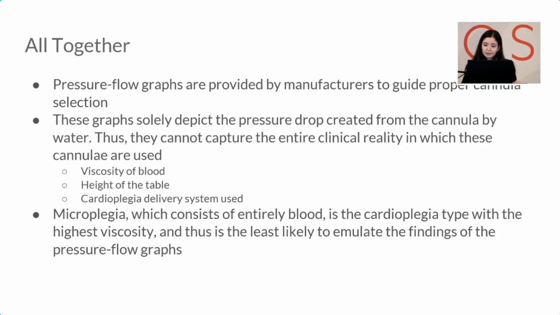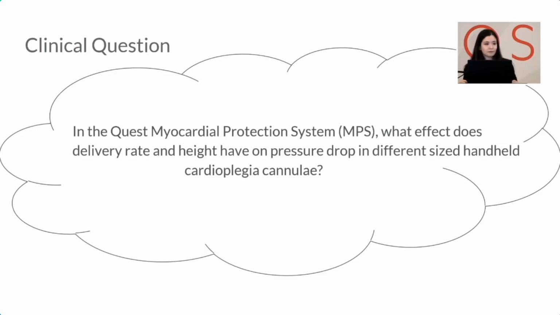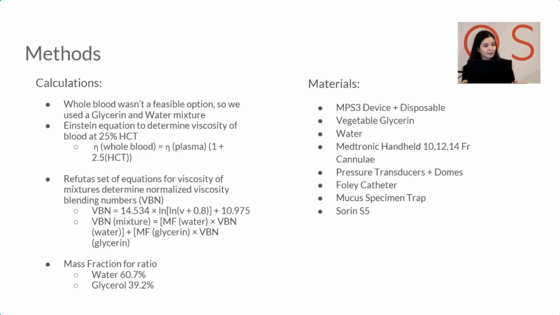And that led us to our clinical question of, if we're going to use the Quest MPS 3, what effect does delivery rate and height have on the pressure drop in these different handheld cannulas? Knowing that there are major differences in the perfusate, we had to come up with something that was like blood. For many reasons, we weren't able to use real blood in our experiment. So we had to come up with a way to get a solution that had the same viscosity of blood.